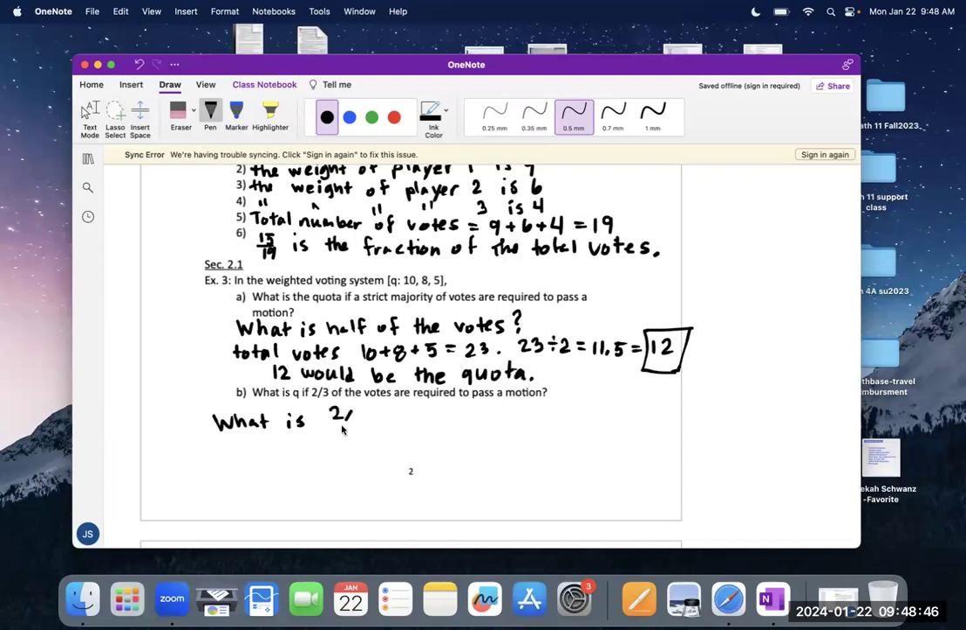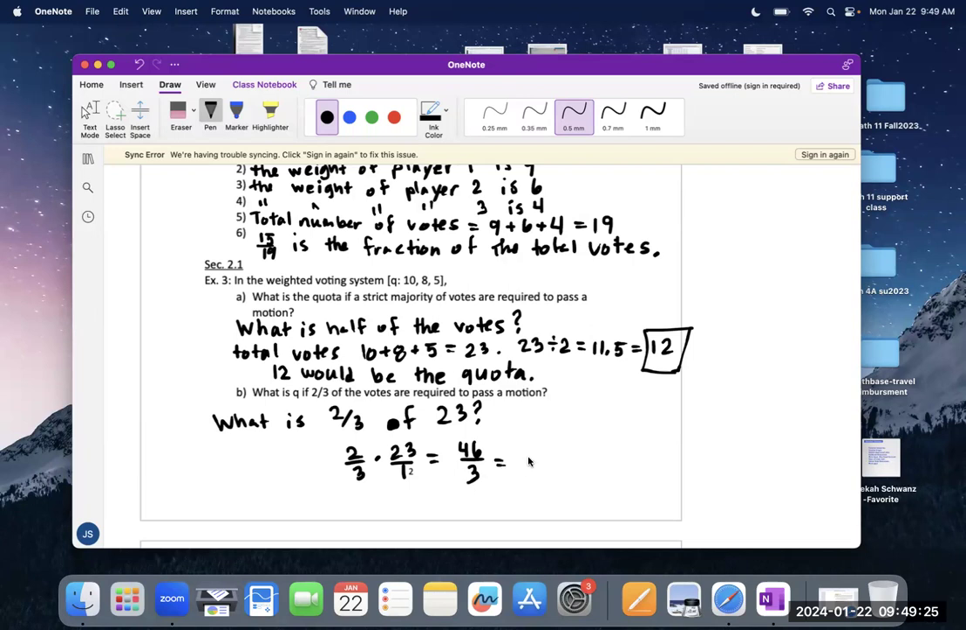Okay, what is 2/3 of 23, since 23 is the total number of votes? So remember the word "of" is a multiplication dot. So it tells me to multiply 2/3 times 23. Now I could put a 1 underneath the 23 to turn it into a fraction, and then I can just multiply straight across. That's how we multiply fractions: multiplying the numerators together, so 2 times 23 is 46, and multiplying the denominators together, 3 times 1 is 3.